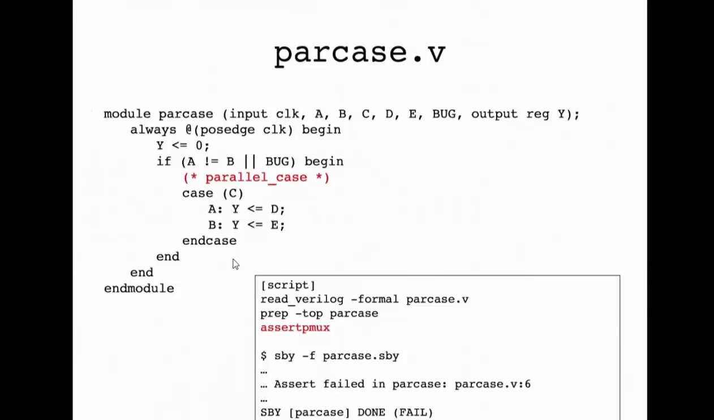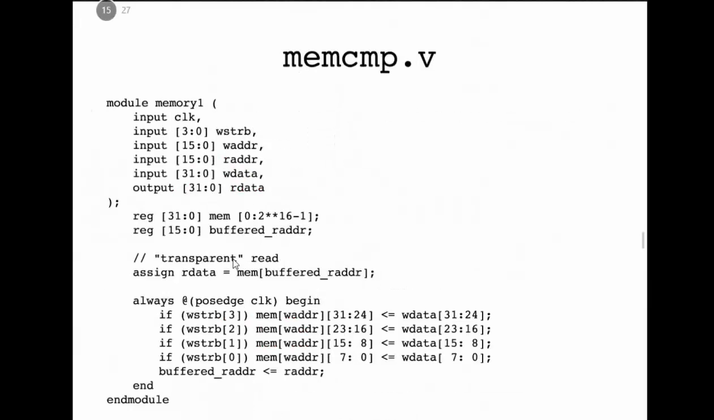So in this design, there is an input called bug. And if bug is high, then it's possible that A equals C and B equals C. Otherwise, we only reach this block here when A and B are not equal. So when bug is low, there is no problem here. And this is just to illustrate that we don't only check if the parallel case condition holds, we only check if it's violated in a situation where we actually use its output. That's what I like to say.